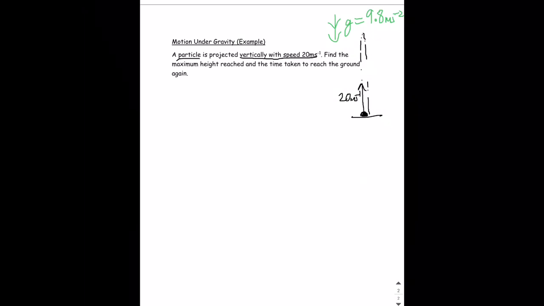Find the maximum height reached and the time taken to reach the ground again. Okay, so again, this is 2 questions in one. I'm going to look at the maximum height reached first.